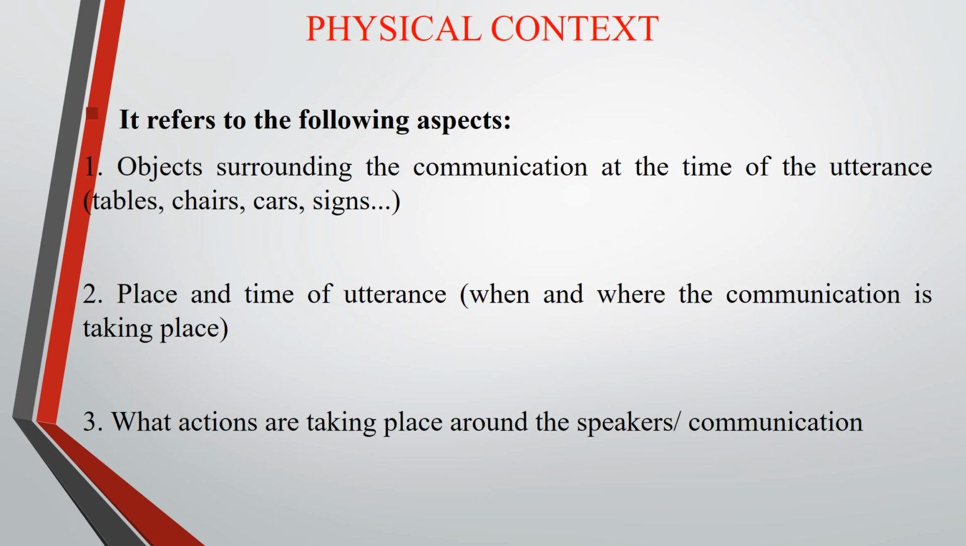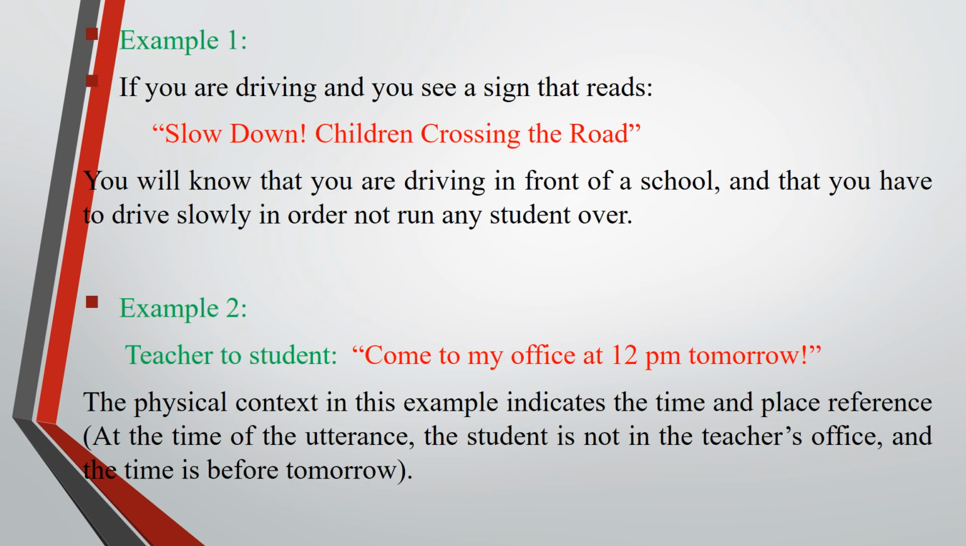The physical context refers to objects surrounding the communication at the time of the utterance, such as tables, cars, chairs, signs, walls, windows, curtains, etc. It also refers to place and time of utterance, when and where the communication is taking place. And also, it refers to the actions which are taking place around the speakers or around the communication. In order to understand the idea of physical context, we will explain the following two examples.